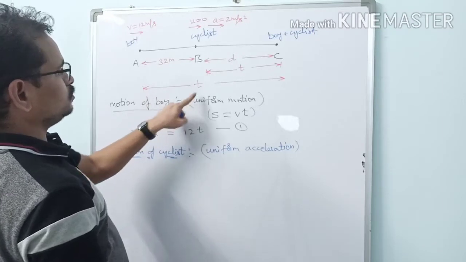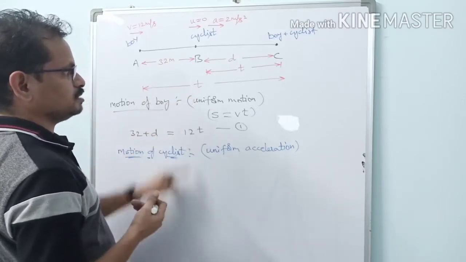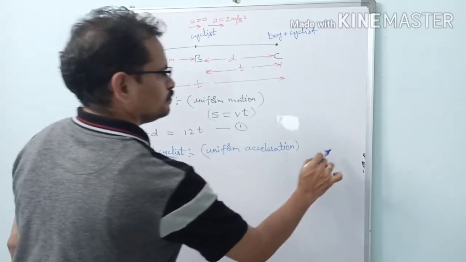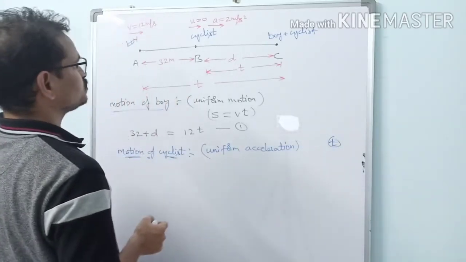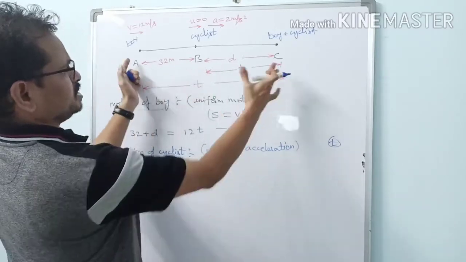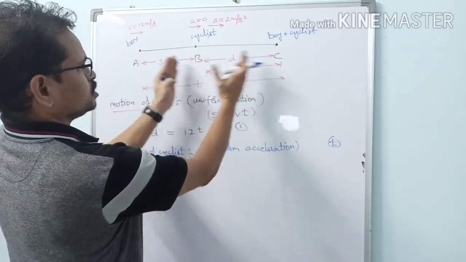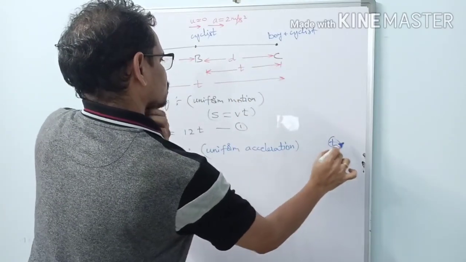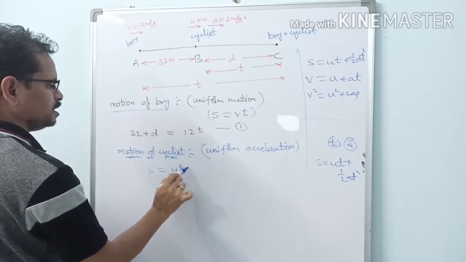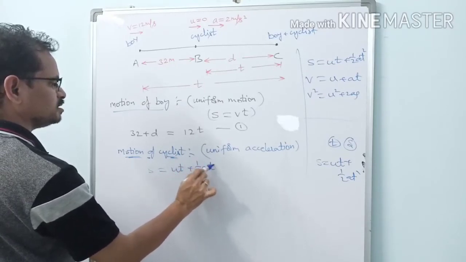Now, so how to choose the equation? What we have to find here? We have to find t. So t is one dominating term, right? And what else is given here? Distance, no? We are using distance here. 32 meters is known, d we have assumed. So distance, that is S, equal to ut plus half at square.